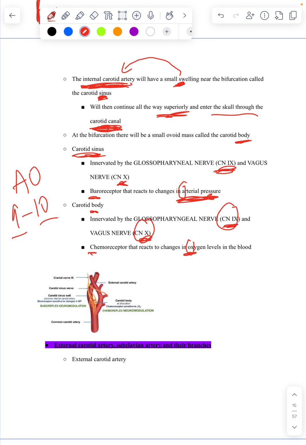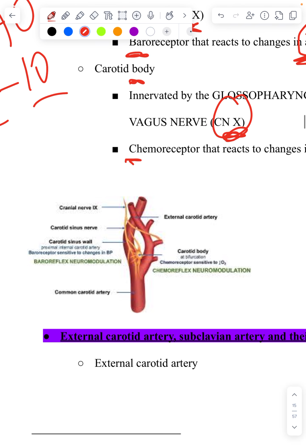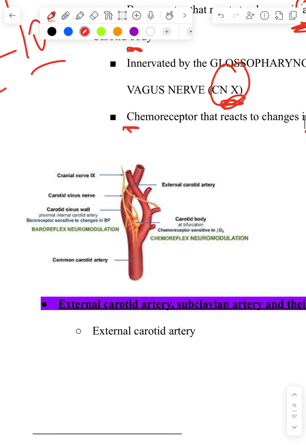And then remember the swelling, S for swelling on the ICA, is your sinus. And then at the bifurcation, so it's not specifically for internal, external, but at the bifurcation, you have the body, B, B, S, S.